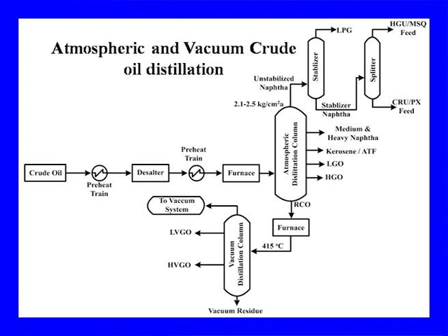From the vacuum column we get a large number of products, but they are not suitable as such; they are low value-added products. To utilize them, the light vacuum gas oil goes to the FCC or the hydrocracker, so that further improvement can be done, and the heavy vacuum gas oil and the residue go for further processing in the visbreaker or the delayed coking plant.